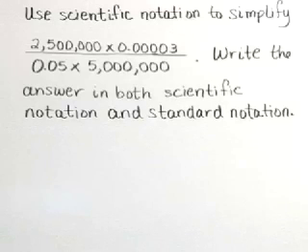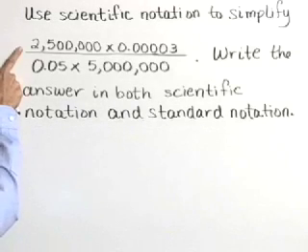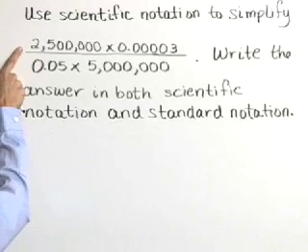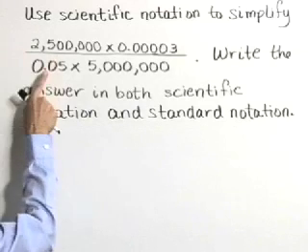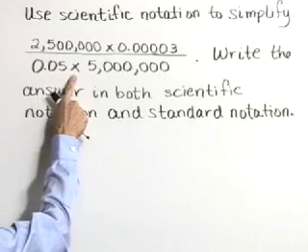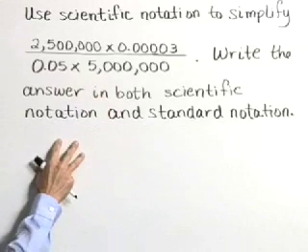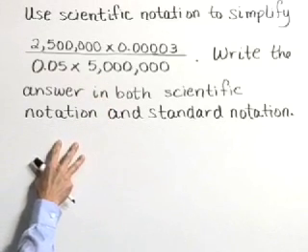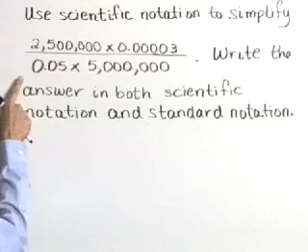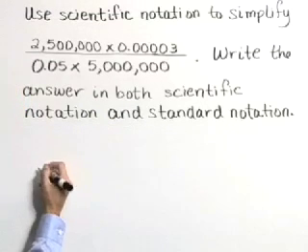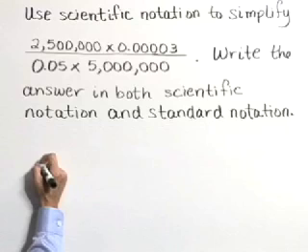Use scientific notation to simplify 2,500,000 times 0.00003 all over 0.05 times 5 million. Write the answer in both scientific notation and standard notation. Let's begin here by writing our expression all in terms of scientific notation.